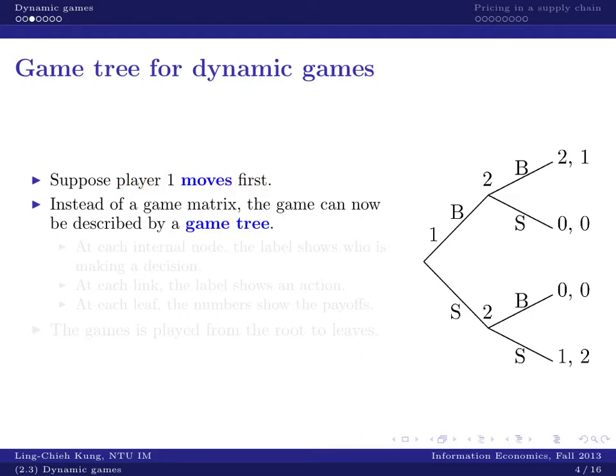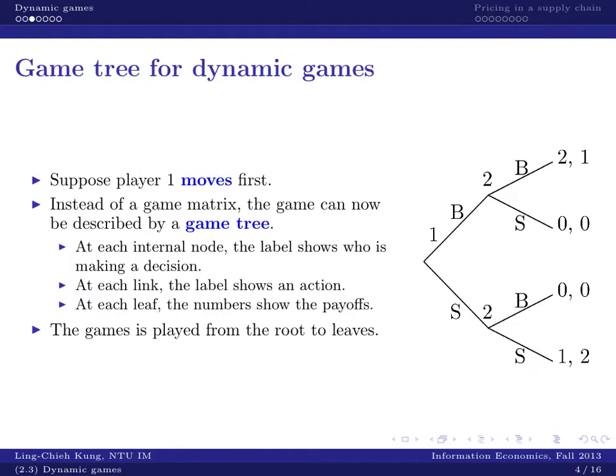Now instead of a game matrix, it's better for us to use a game tree to describe this game, because now we need to specify the order of decision making. So a game tree is something like this, and let's explain what's going on here. At each internal node, for example here, here, and here, the label shows who is making the decision. In the root, player 1 is making the decision. Afterwards, player 2 is making the decision. At each link, the label shows an available action.